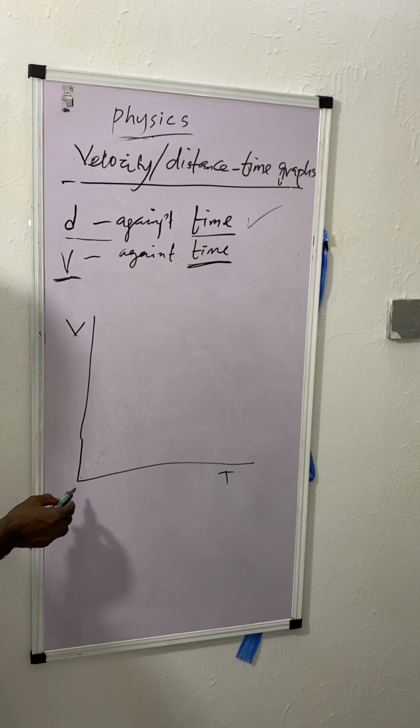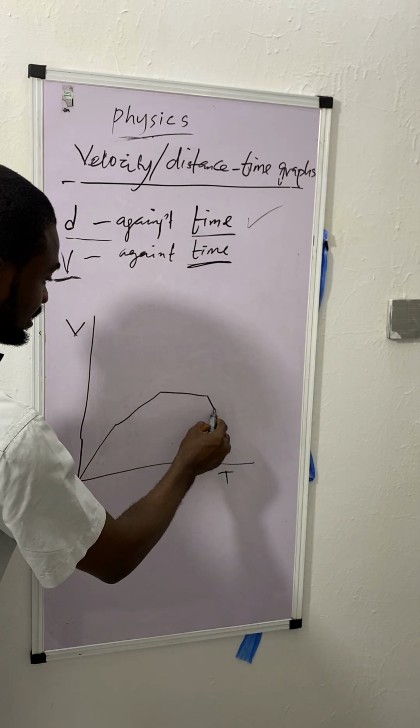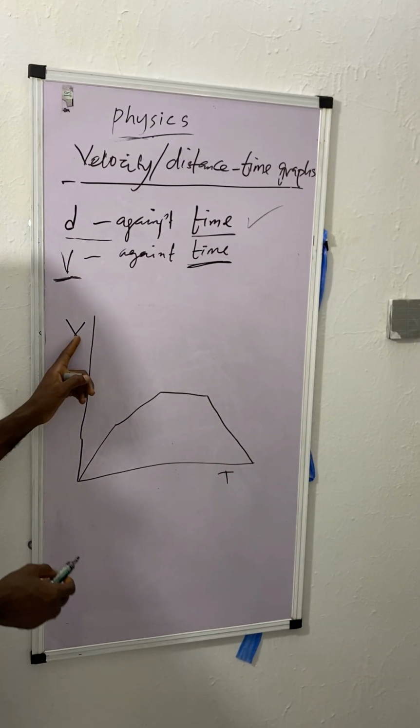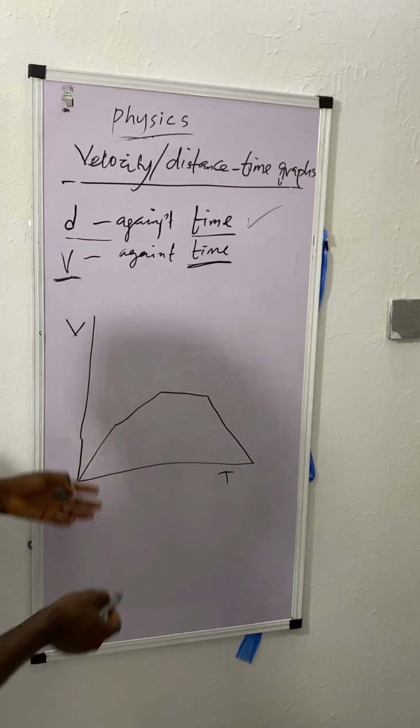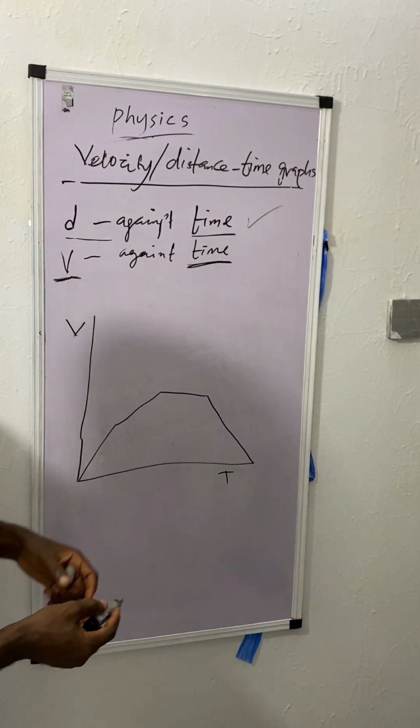Here's the point of rest. Let's say we take something like this. We take another one like this, like this, like this. With this velocity time graph, you can actually solve a lot of questions related to motion. If you know how to use this velocity time graph, it's very easy.